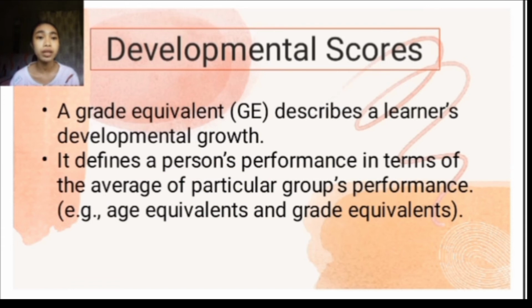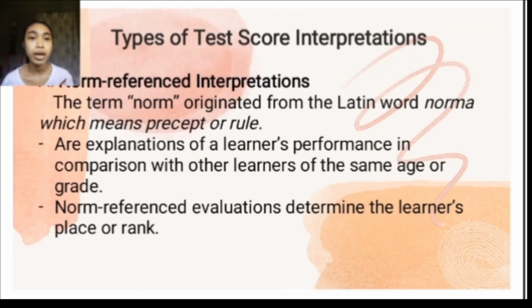A grade equivalent describes a learner's developmental growth. It defines a person's performance in terms of the average of a particular group's performance. Say, for example, age equivalents and grade equivalents. Here we have the types of test scores interpretation.